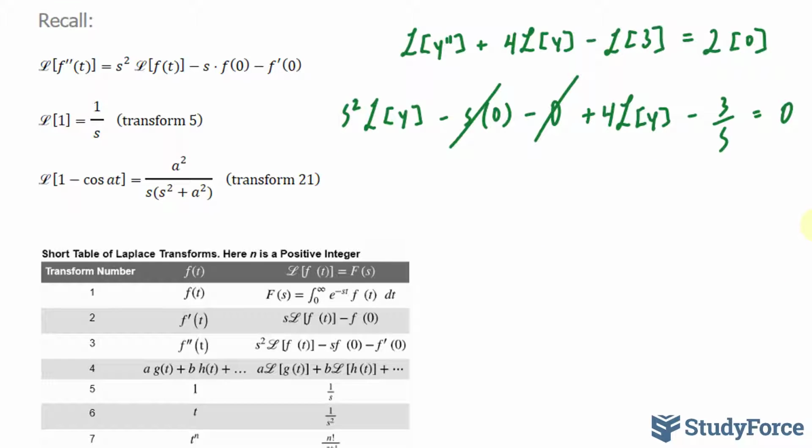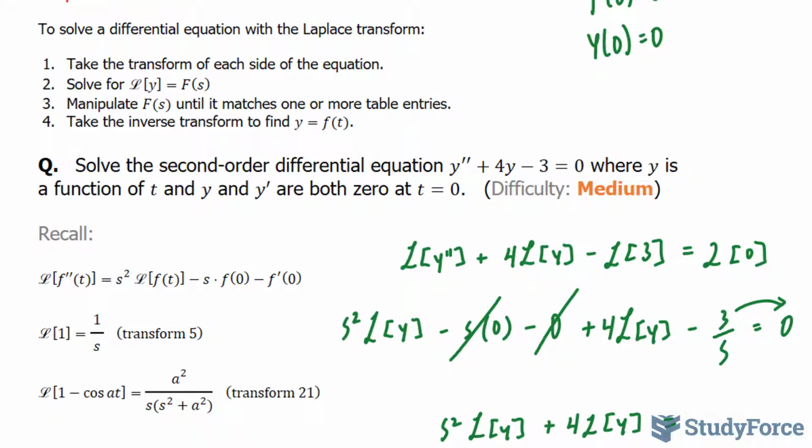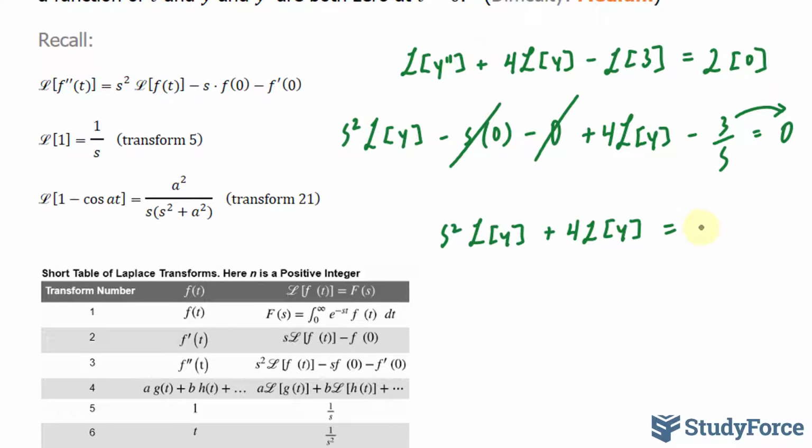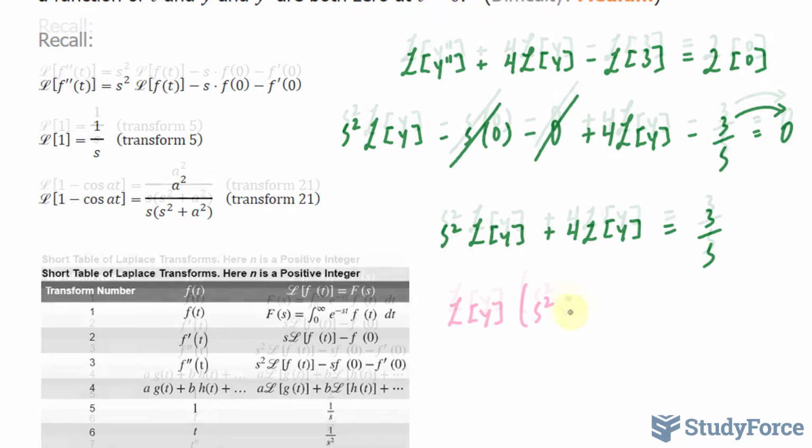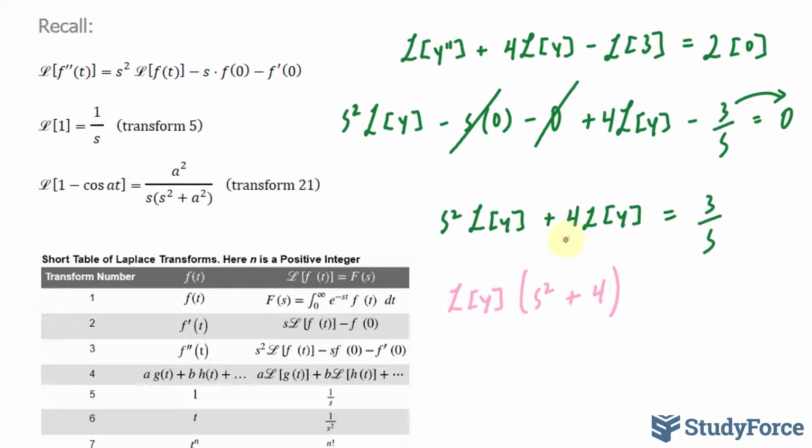Let's clean this up. We're almost done. We have s squared times the transform of y, those two went away, plus 4 times the transform of y. And I'll bring this term over to the other side because remember in step number 2 we want to solve for the transform of y. So I have 3 over s. Now I will factor out the transform of y from these two terms, giving us s squared plus 4. This number right here is equal to 3 over s.